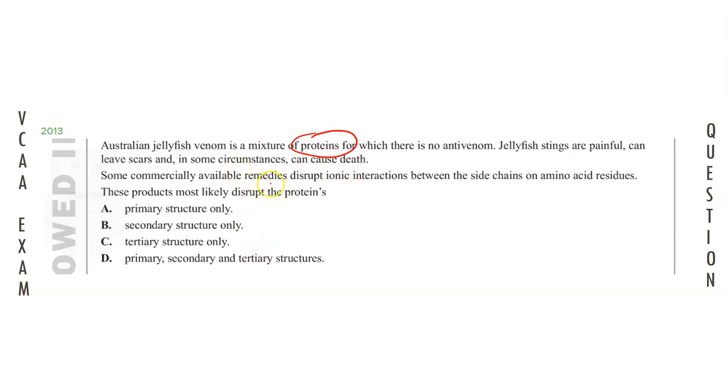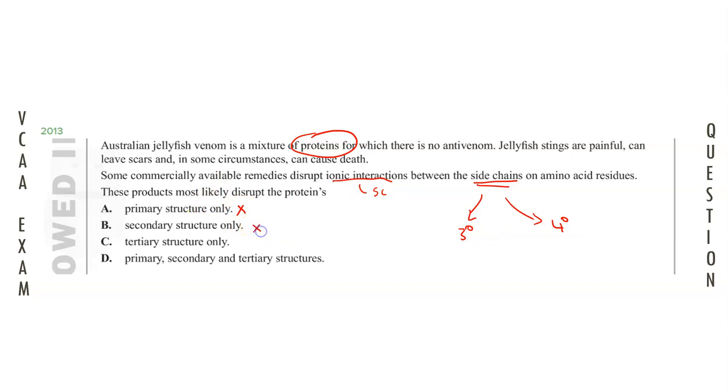Some commercially available remedies disrupt ionic interactions between the side chains on amino acid residues. These products most likely disrupt the proteins and then ask us to pick which structure. Ionic should already tell us that we're interacting with side chains, but it does confirm it further on in the question. This means interactions between the side chains affect only our tertiary structure or our quaternary structure. Primary structure is covalent, so it's not this.